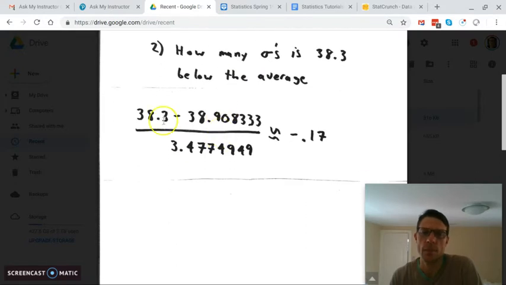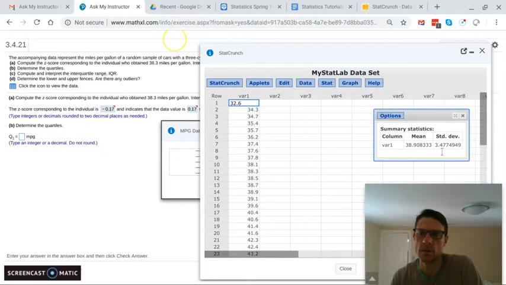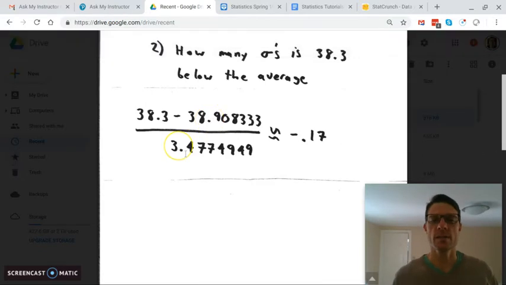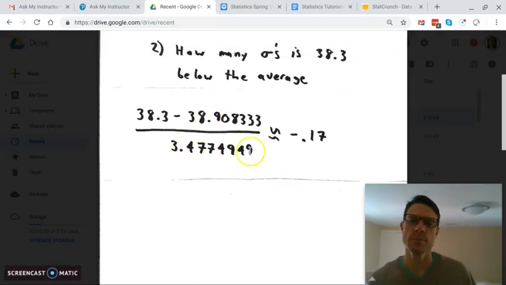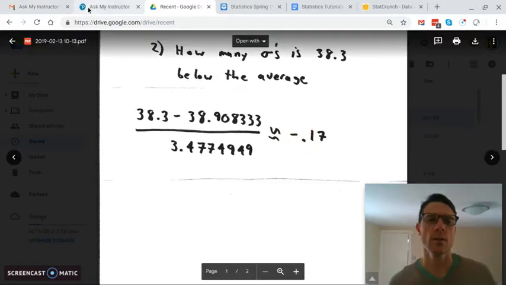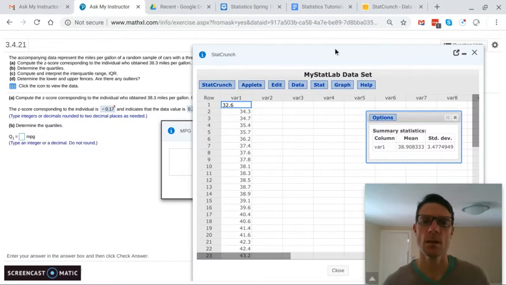And so what I do is I take the data point they gave us, 38.3, I subtract the mean, and notice I've done the unrounded one, or at least rounded to a bunch of different decimal places. This is all the numbers that StatCrunch gave us in their mean. That's important not to lose that information. And then divide it by the standard deviation with all those decimal places. And when I divide that, I get a long number, but that rounds to 2 decimal places to negative 0.17, which is what they've asked me to round it to. Okay, so that explains this part right here.